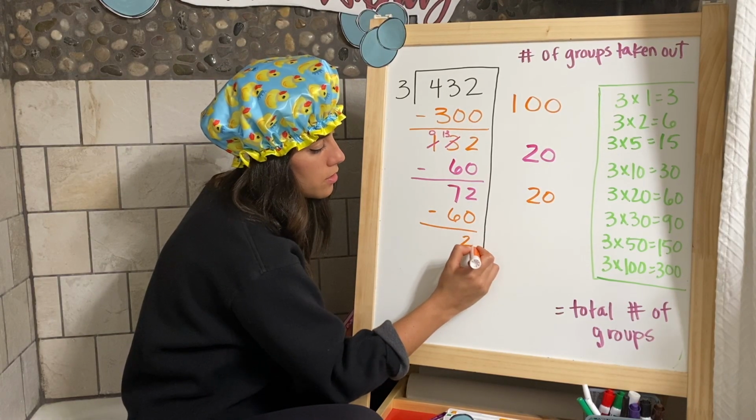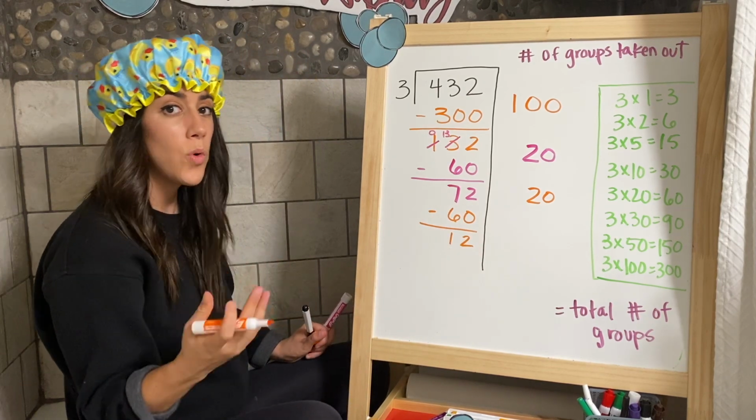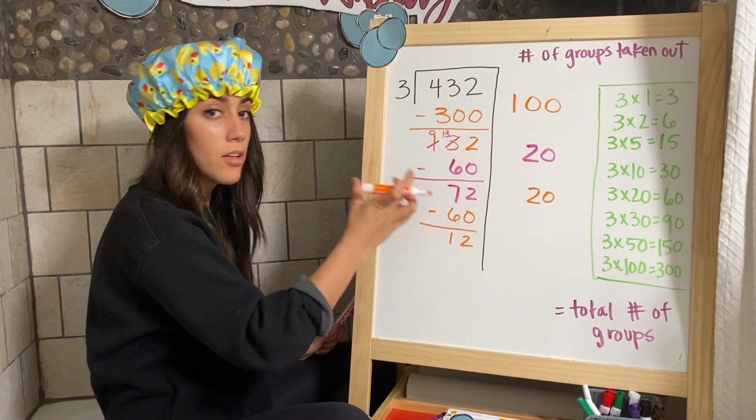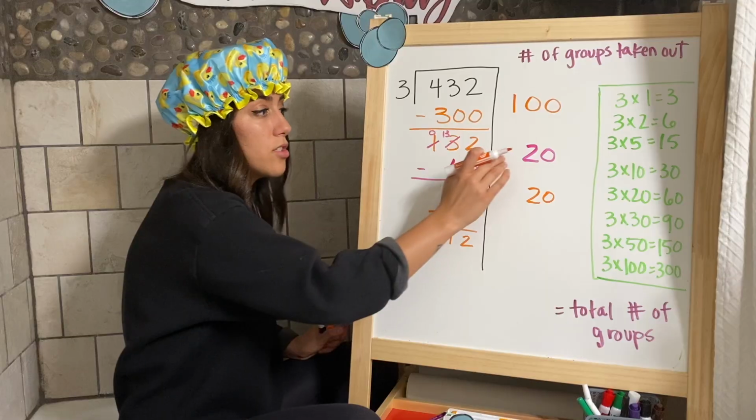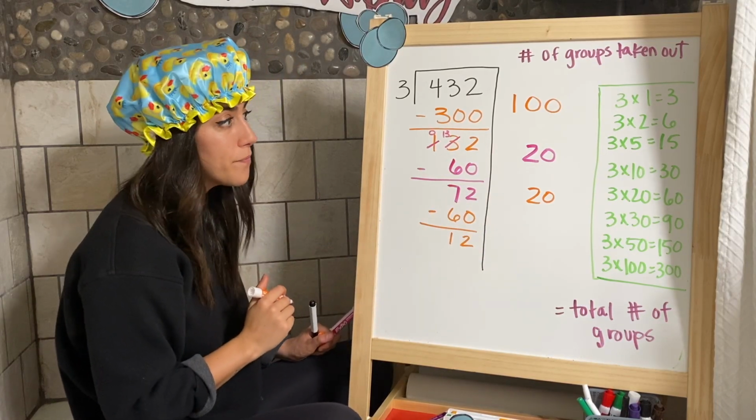I would get 2 minus 0 is 2. 7 minus 6 is 1. I have 12 cookies total. From the beginning, I've already split the girls' cookies up, so each girl got 100, they each got 20 again, and then they got 20 again, right? But I still have 12 left over.